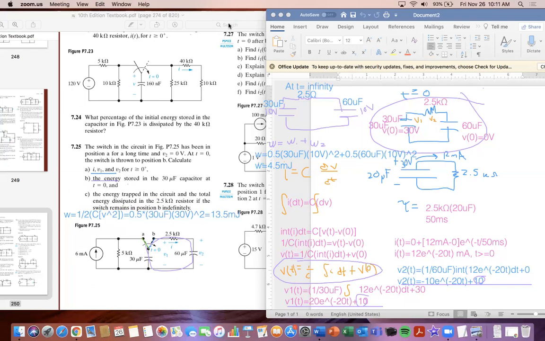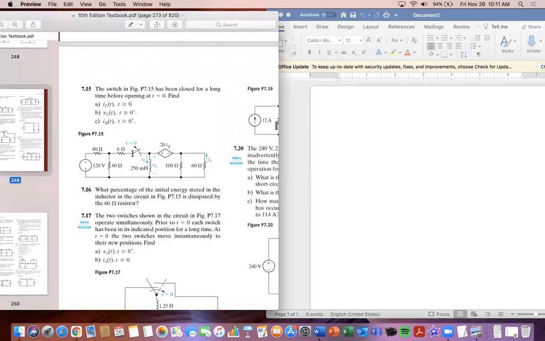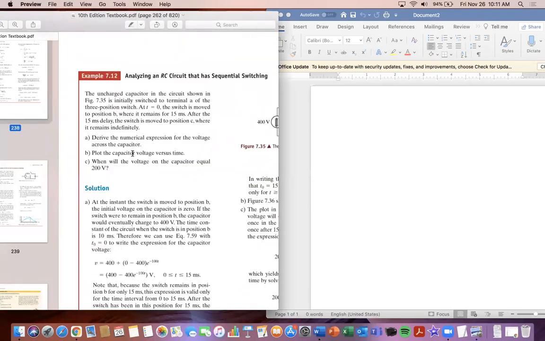Okay, hopefully that made sense. Let's go to the problem that Chalkwin said, AP 7.7. Okay, let's try it. Let me clear everything. AP 7.7.